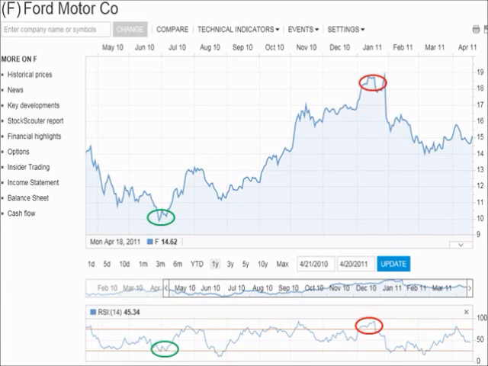You'll notice on the screen that there are two green arrows and two red arrows. And these are to exemplify and display to you very clearly points at which an oversold position and an overbought position are taking place in the stock throughout the year.